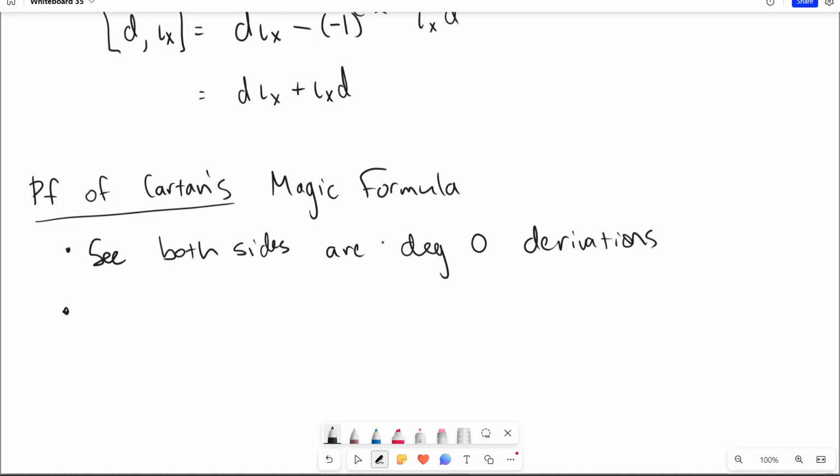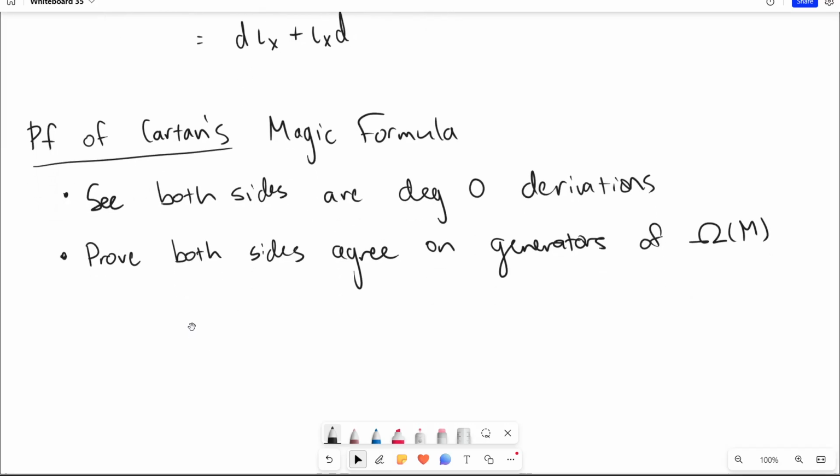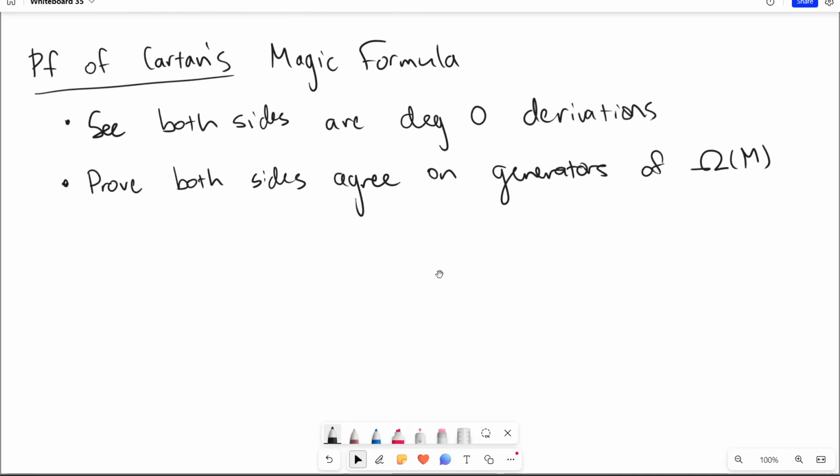And then we prove both sides agree on generators of the de Rham algebra. So globally, it's hard to say exactly what the generators of omega M are, but locally, the generators are going to be zero forms, which are easy to understand.